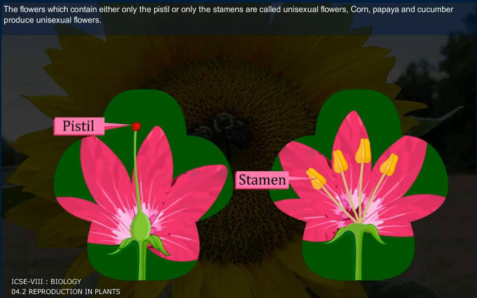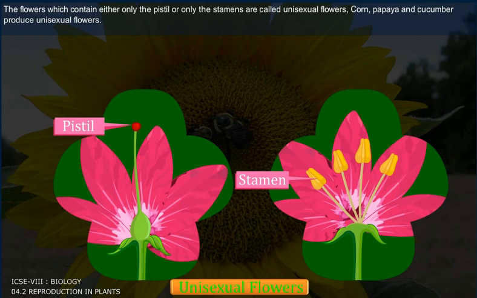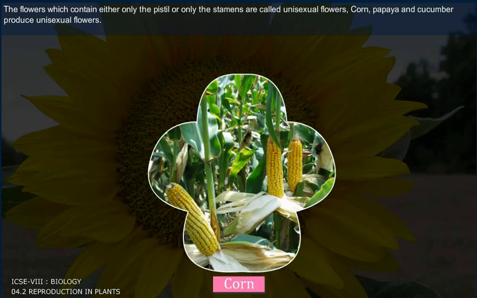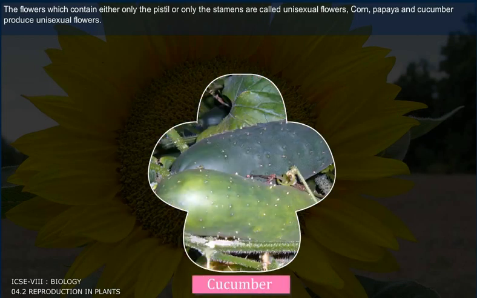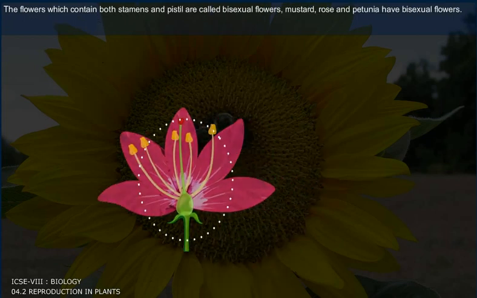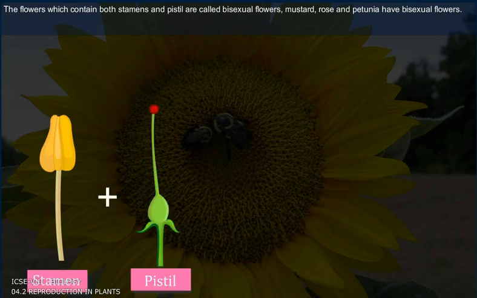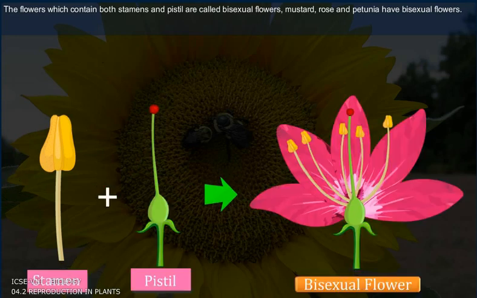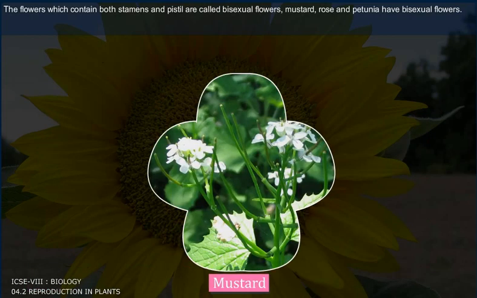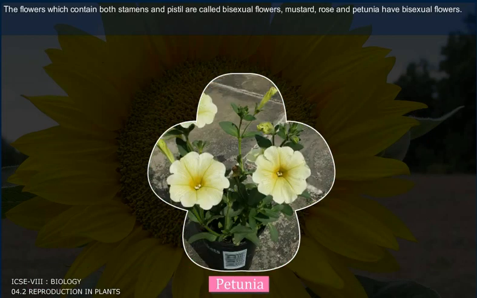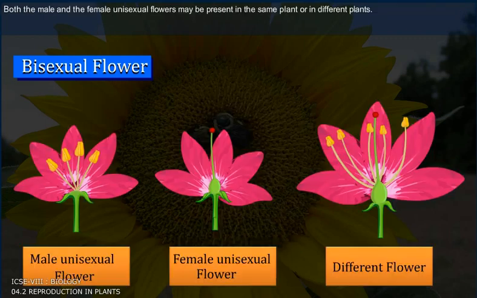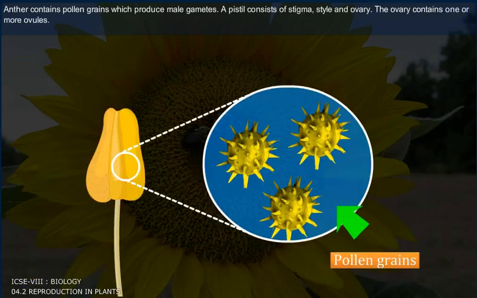The flowers which contain either only the pistil or only the stamens are called unisexual flowers. Corn, papaya, and cucumber produce unisexual flowers. The flowers which contain both stamens and pistil are called bisexual flowers. Mustard, rose, and petunia have bisexual flowers. Both the male and the female unisexual flowers may be present in the same plant or in different plants.